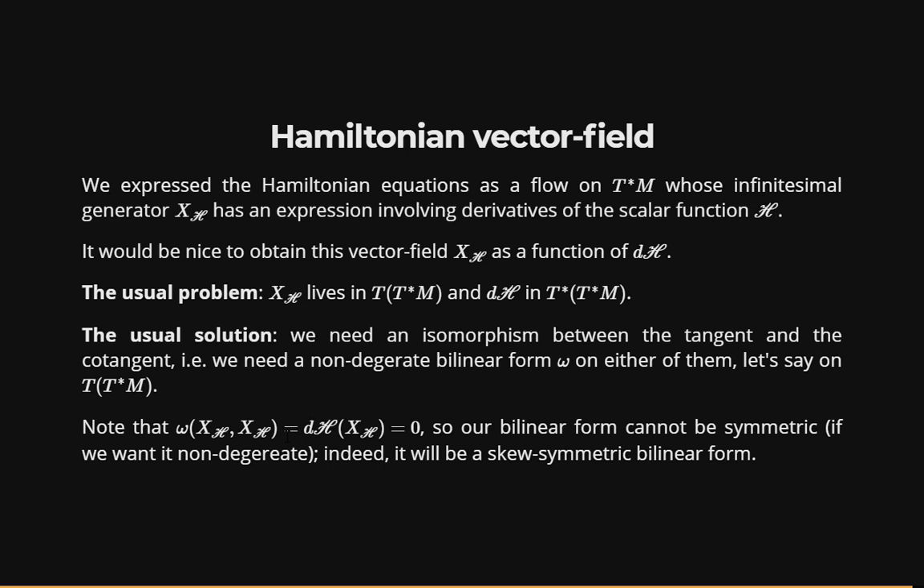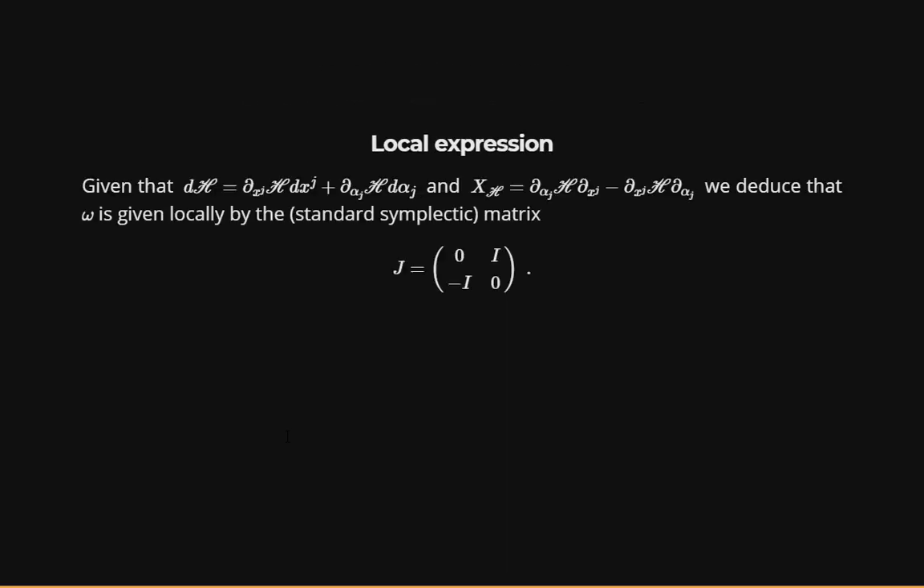That means that this omega of x of h, x of h should be 0, which means that our form cannot be symmetric if we want it to be non-degenerate. Because if it's symmetric, omega of x, x is positive, or 0 if x is in the kernel. We want it non-degenerate, so no kernel, so it cannot be symmetric. Actually, it will have to be skew-symmetric. So it will be represented by a skew-symmetric matrix. And this is the matrix, quite easily.